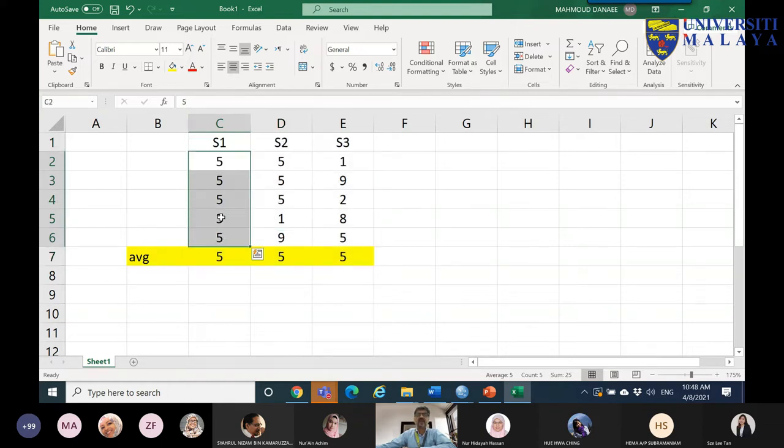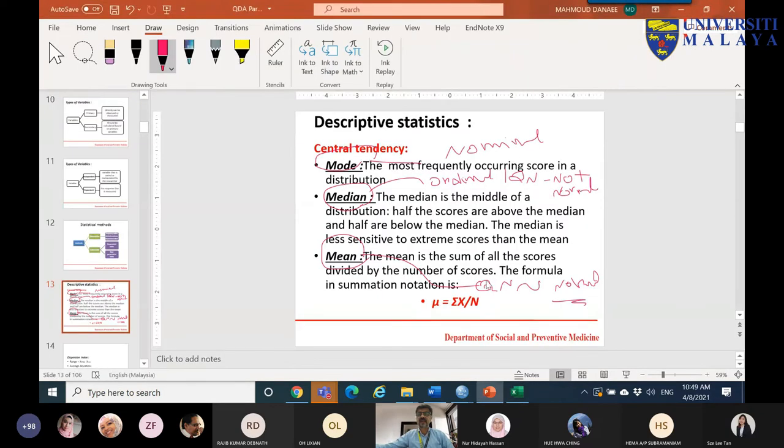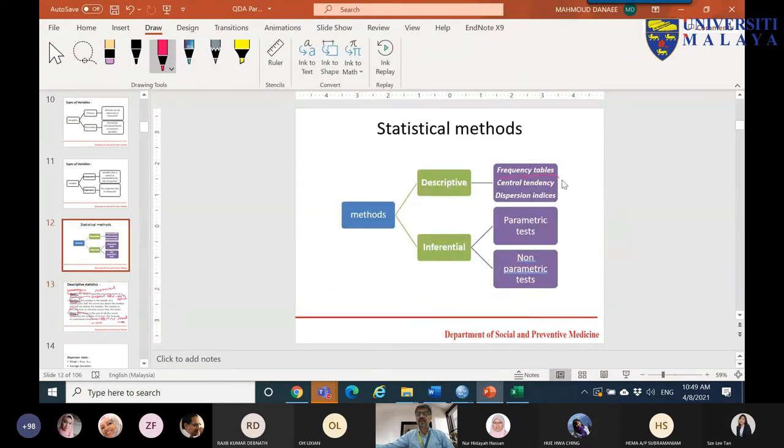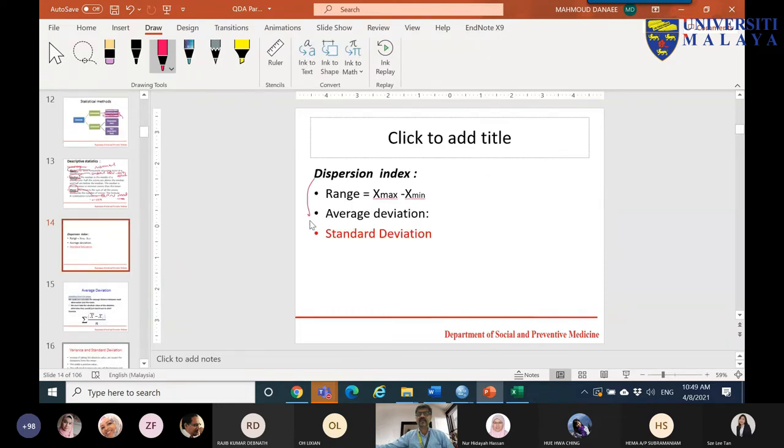Why? Something's different. What is the difference among these three samples? The distribution. The variation, right, diversity. So in the first sample, no variation. All are similar. The second sample, we have variation, but not the same as sample three. That's why when we want to explain our sample, using only central tendency is not enough. We also need to assist it with dispersion indices.